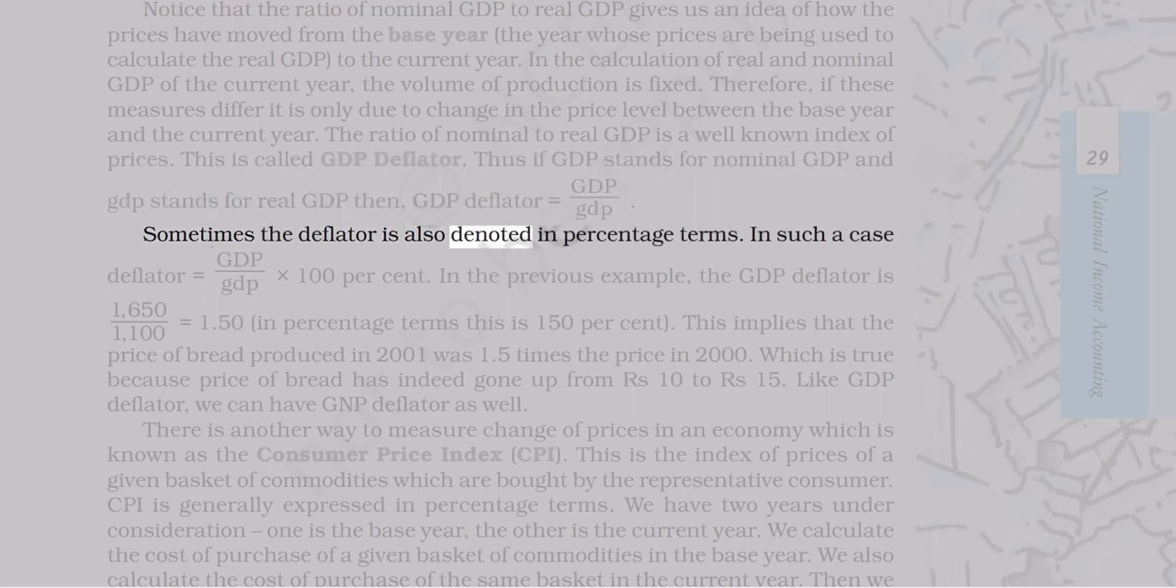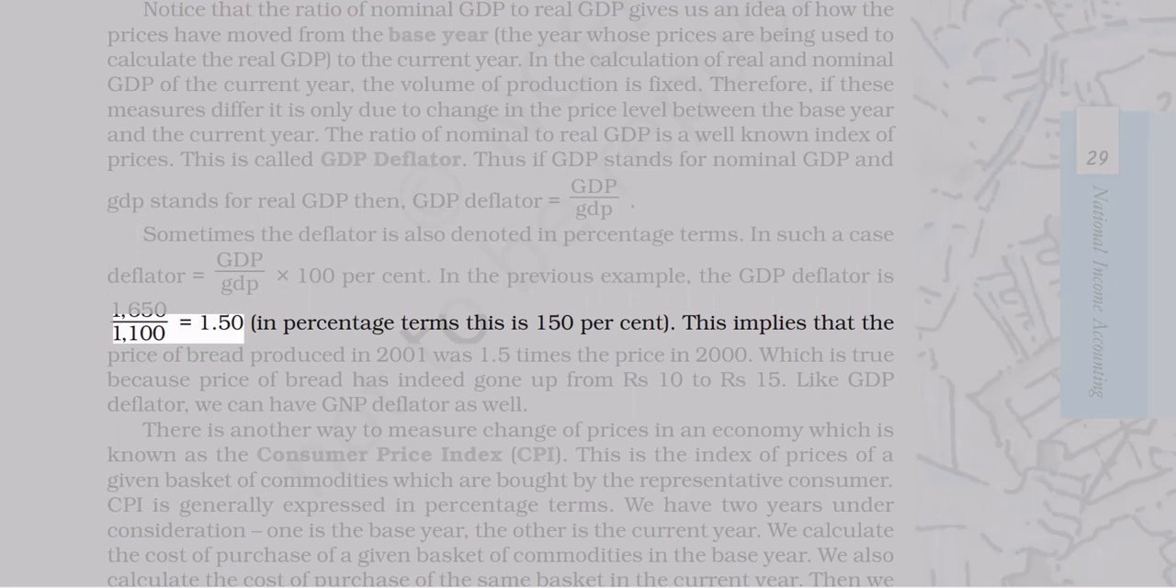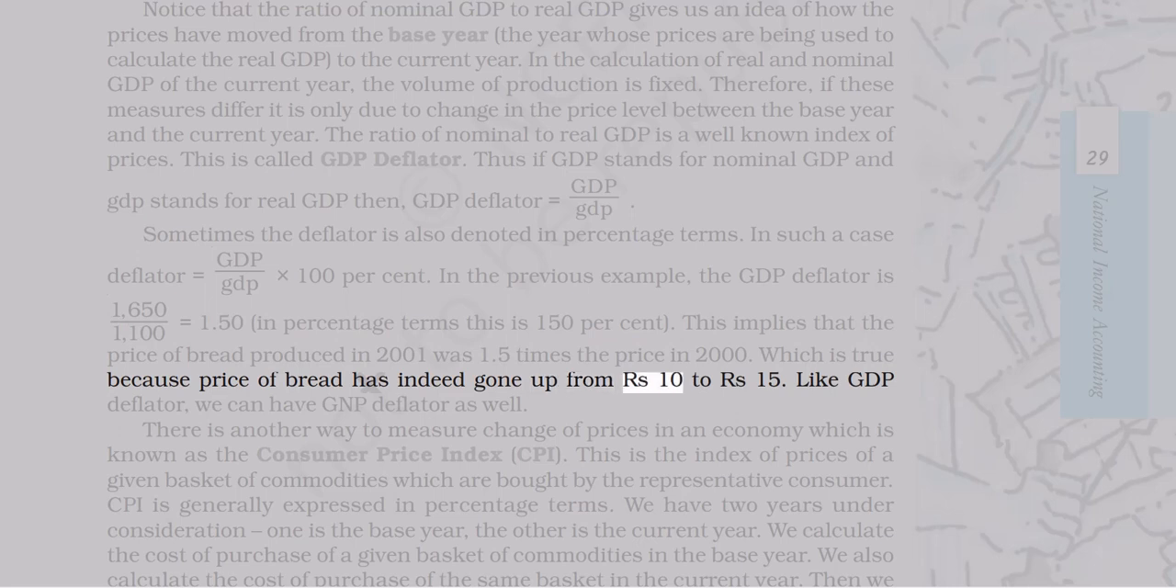Sometimes the deflator is also denoted in percentage terms. In such a case, deflator equals GDP_n / GDP_r times 100%. In the previous example, the GDP deflator is 1,650 / 1,100, which is equal to 1.50. In percentage terms, this is 150%. This implies that the price of bread produced in 2001 was 1.5 times the price in 2000, which is true because the price of bread has indeed gone up from 10 rupees to 15 rupees.